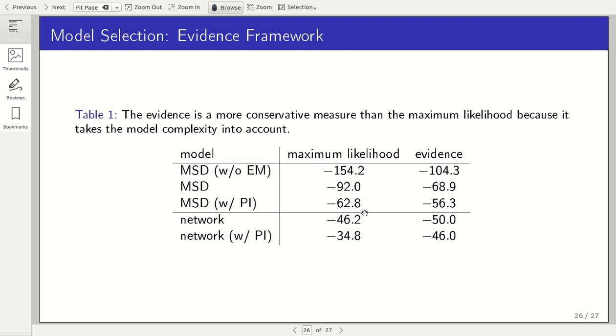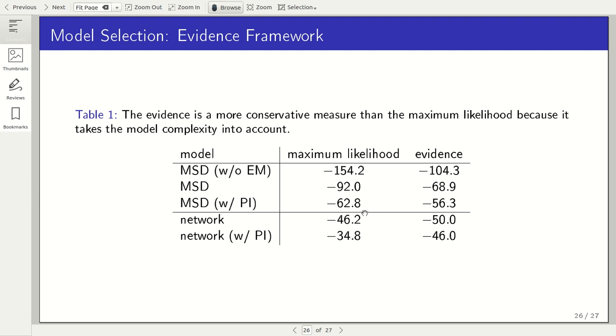And we can see, for example, one interesting thing. We can now make the apple and orange comparison. We can tell that the network model is better than the mass spring damper model, which is not obvious. In the evidence, we can see that our improvements are usually a bit more conservative. And this is related, if we look at the first three values for the mass spring damper, to the fact that by adding physical information, we, for example, increase the complexity of the model.